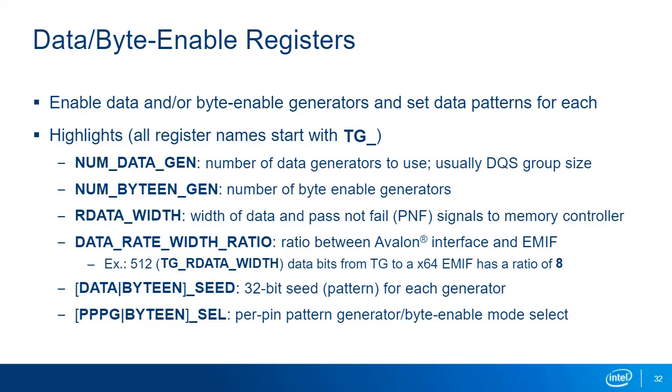As an example, if the EMIF is 64 bits wide and the user logic is set to run in quarter rate mode, TG RDataWidth will get set to 512 bits for a TG data rate width ratio of 8. Data seed and byte-enable seed set the 32-bit seed pattern for each generator. Finally, PPPG select and byte-enable select one of the 5 pattern modes discussed earlier for each data and byte-enable generator.